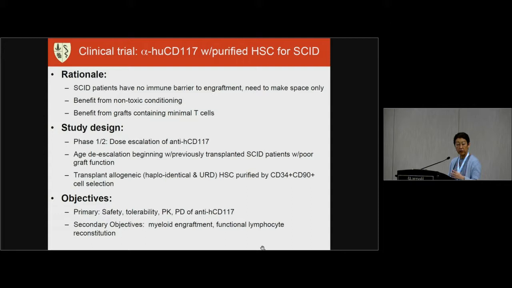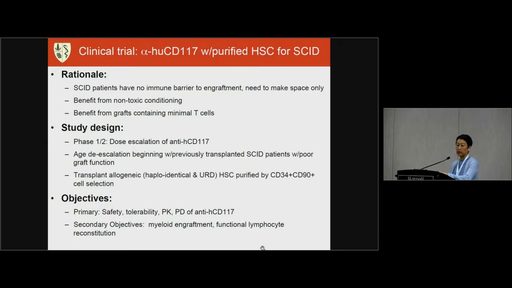And another part of our trial, which I didn't focus on, is that we're actually using CD34, CD90 selected cells as the graft, because these patients are also very susceptible to the complication of graft versus host disease, which is mediated by T cells. So it's a phase 1-2 dose escalation study using the antibody, and it's an age de-escalation. We start with children who previously had an unconditioned graft and so have poor immune function. We know that they are immunologically tolerant to their donor, so again, our focus is on just making space and getting the true stem cells to engraft and make a more robust lymphocyte repertoire, including making B cells.